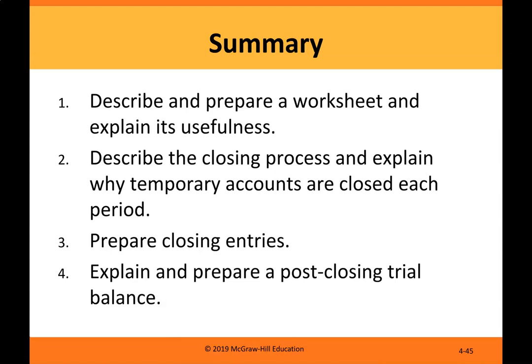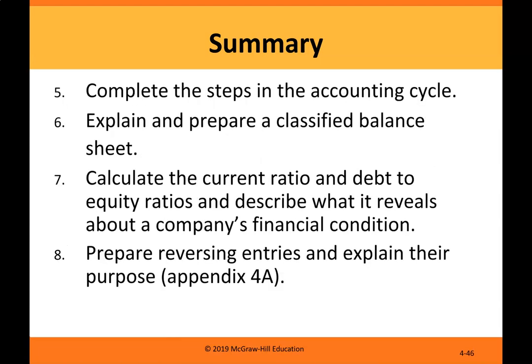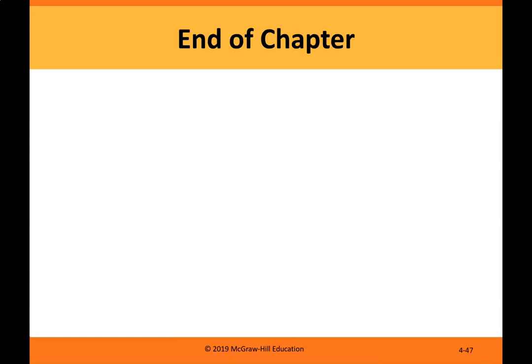Summary. 1. Describe and prepare a worksheet and explain its usefulness. 2. Describe the closing process and explain why temporary accounts are closed each period. 3. Prepare closing entries. 4. Explain and prepare a post-closing trial balance. 5. Complete the steps in the accounting cycle. 6. Explain and prepare a classified balance sheet. 7. Calculate the current ratio and debt to equity ratios and describe what it reveals about a company's financial condition. 8. Prepare reversing entries and explain their purpose. That's Appendix 4A, which we're not covering. End of chapter.